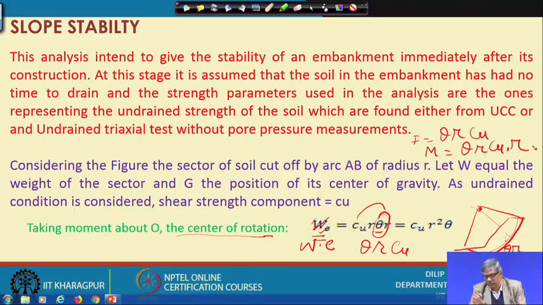Once you multiply, Cu multiplied by r multiplied by theta multiplied by r. So this is the length, this is the lever arm, this is the cohesion. Ultimately this becomes Cu r square theta. So this force becomes Cu r square theta when I take moment.